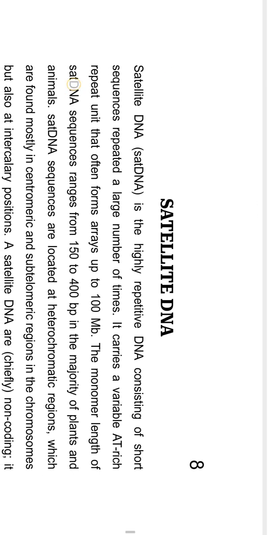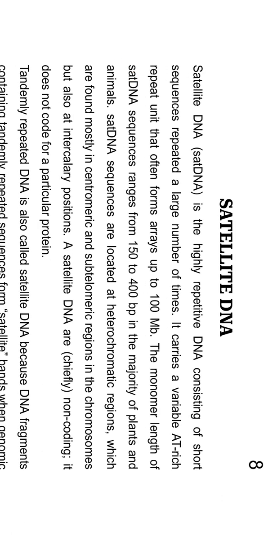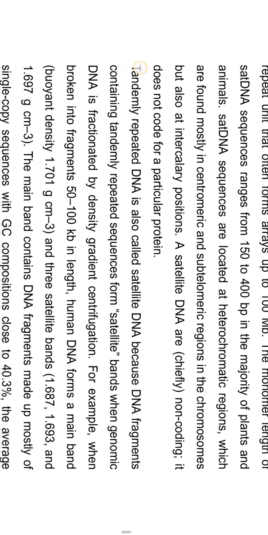Next topic, satellite DNA. Satellite DNA or SAT DNA is a highly repetitive DNA consisting of short sequences repeated a large number of times. It carries a variable AT-rich repeat unit that often forms arrays up to 100 Mb. The monomer length of SAT DNA sequence ranges from 150 to 400 bp in the majority of plants and animals. SAT DNA sequences are located at heterochromatic regions, which are found mostly in centromeric and subtelomeric regions in the chromosome, but also at intercalary positions.